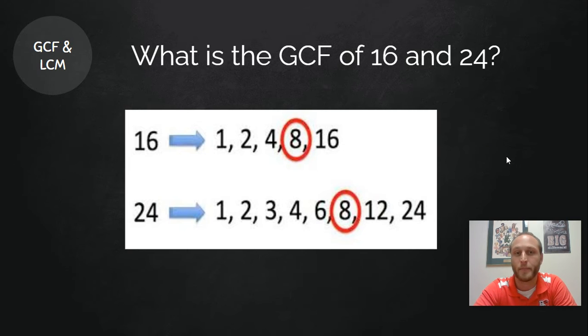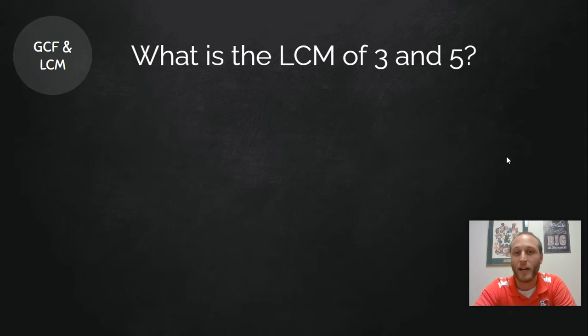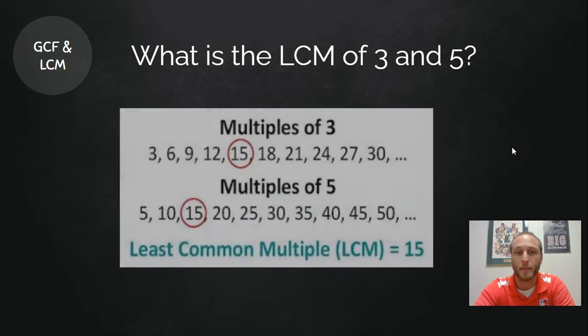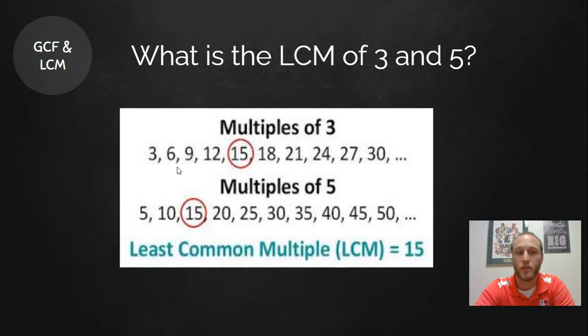All right, what is the LCM, or least common multiple, of 3 and 5? So you're going to want to skip count here. Okay, if you did this correctly, if you skip count by 3s, you should have 3, 6, 9, 12, 15, keep going. 5, 10, 15, 20 down here for multiples of 5. And you should have seen that right away 15 is the one that pops up first. So 15 is the least common multiple of 3 and 5.